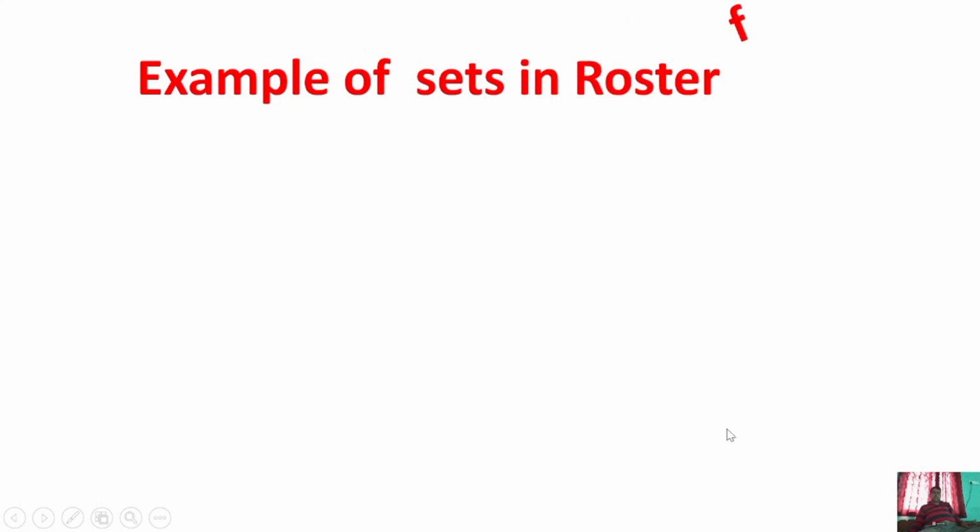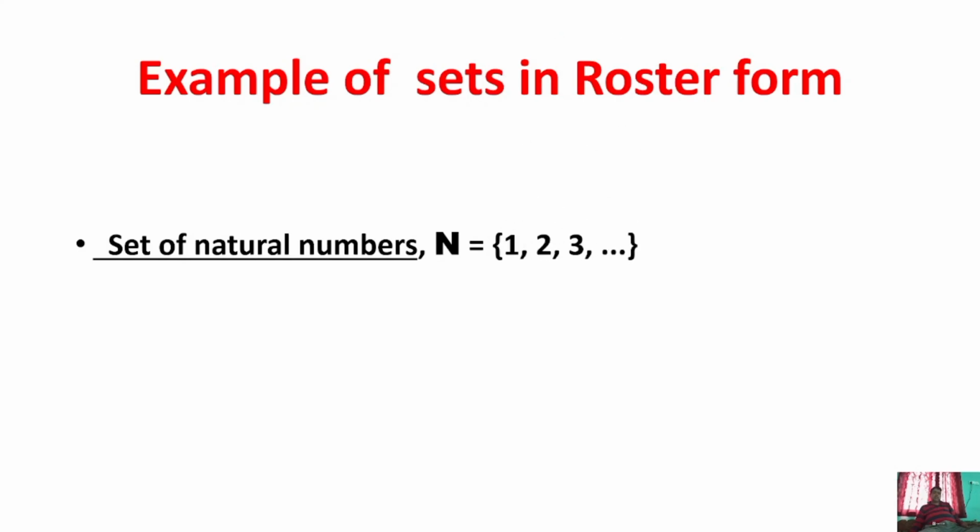For example, in the roster method, you see the set of natural numbers, capital N, written as an infinite set: opening curly bracket 1, 2, 3, and closing curly bracket. The dots indicate that the set of natural numbers has an infinite number of elements, so it is an infinite set. If a set has infinite elements, you can use the dot sign.